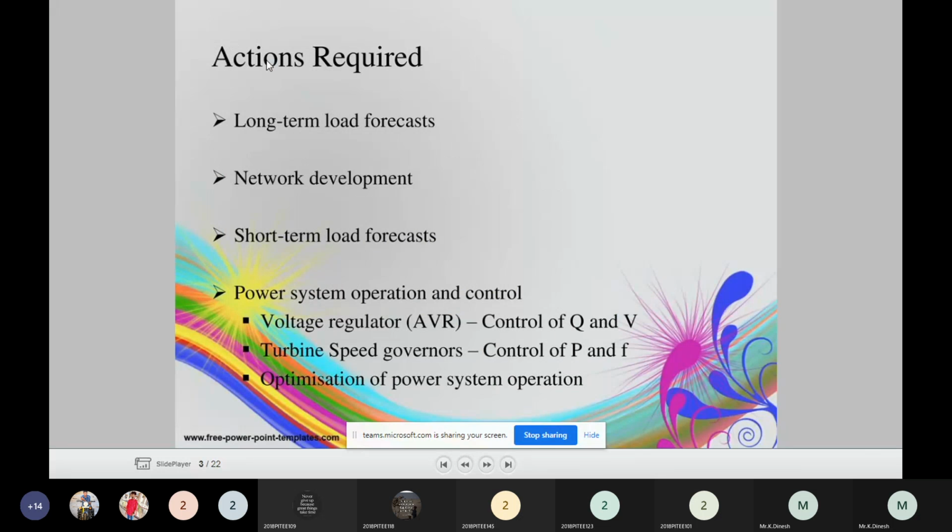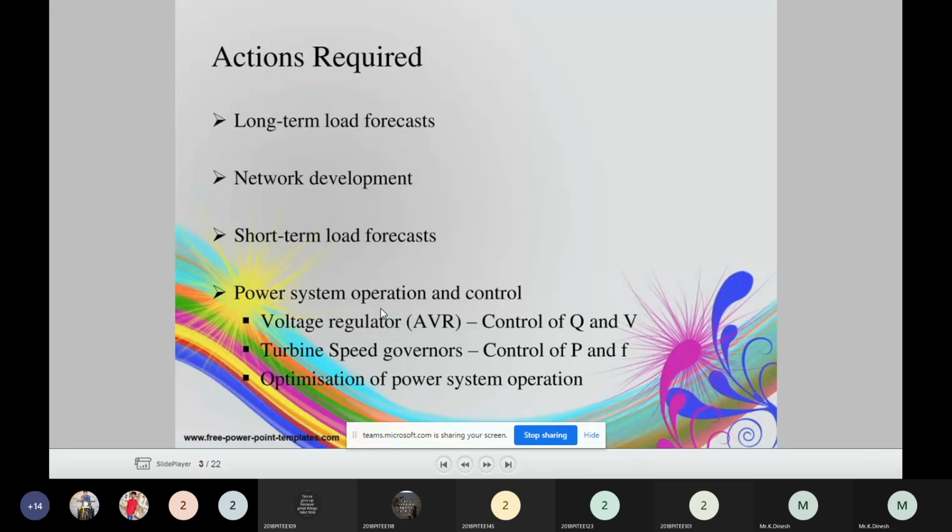What are the possible actions required for that operation? Long-term load forecast. The load forecasting should be long term, so it should be futuristic. Suppose our population in India is more than 100 crores. In 10 or 15 years, it might be 120 crores, 130 crores. Based on that, we have to forecast our load and the development of the network. We have to improve our network performance also, to increase the buses. And then short-term load forecasting is also needed, for example in case of emergency.